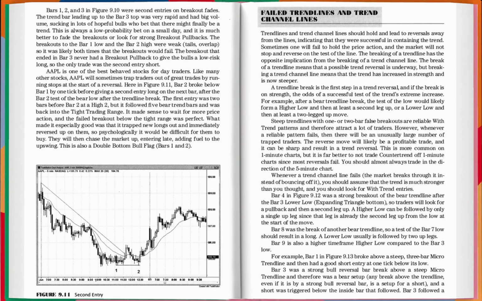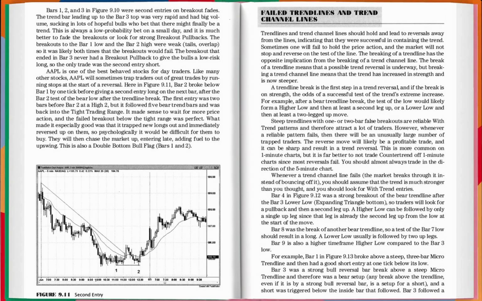Trend lines and trend channel lines should hold and lead to reversals away from the lines, indicating that they were successful in containing the trend. Sometimes one will fail to hold the price action, and the market will not stop and reverse on the test of the line. The breaking of a trend line has the opposite implication from the breaking of a trend channel line. The break of a trend line means that a possible trend reversal is underway, but breaking a trend channel line means that the trend has increased in strength and is now steeper.